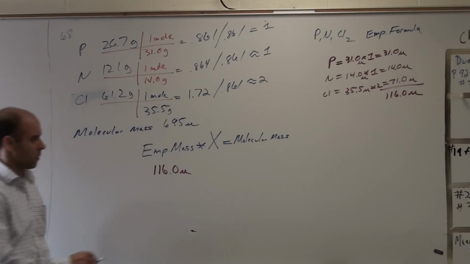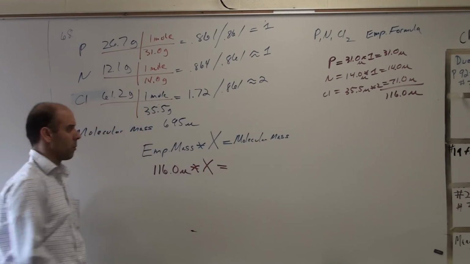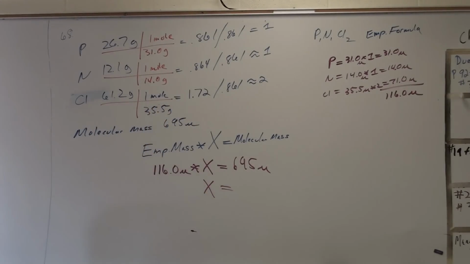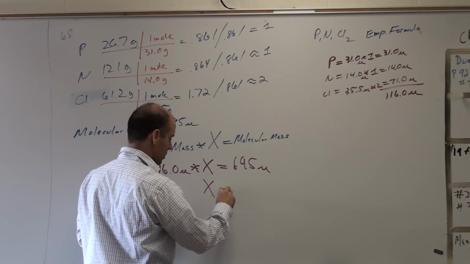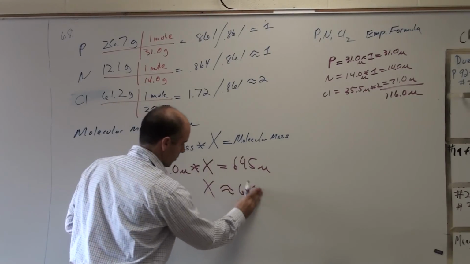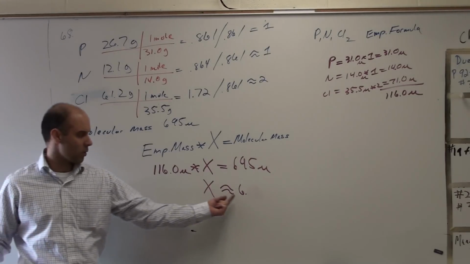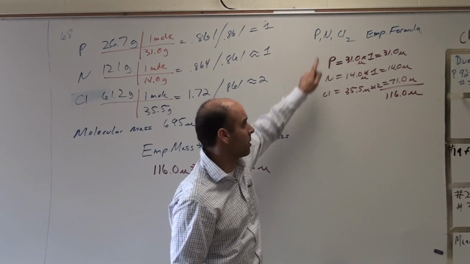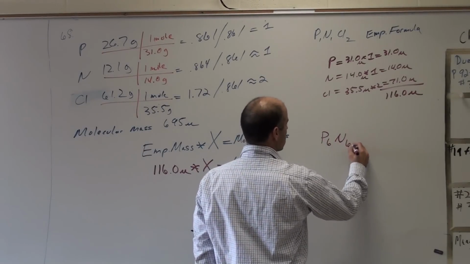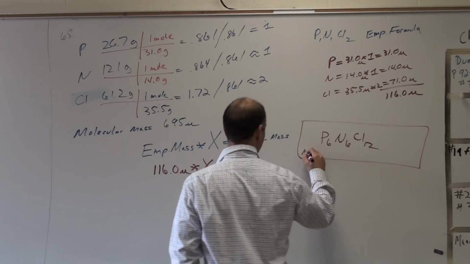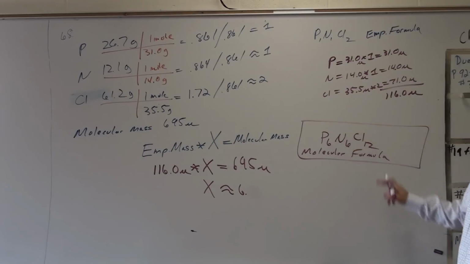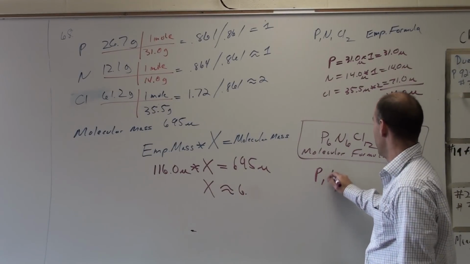So 116 AMUs times some number x is going to equal my molecular mass, which is 695. Then I solve for x, and I get approximately 6. So what this number is what I'm going to go back and multiply my empirical formula by. I take that 6, multiply it by my empirical formula, and I get P6, N6, Cl12. This is the molecular formula. This is the real formula. So there's my molecular formula, P6N6Cl12. That's the actual formula. The empirical would be P1N1Cl2.